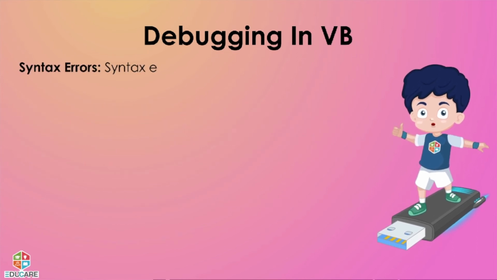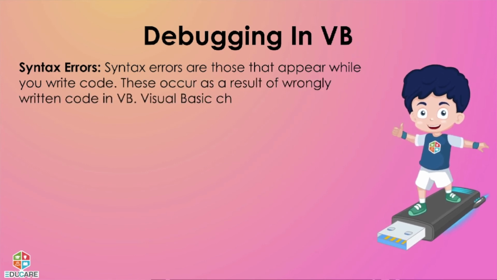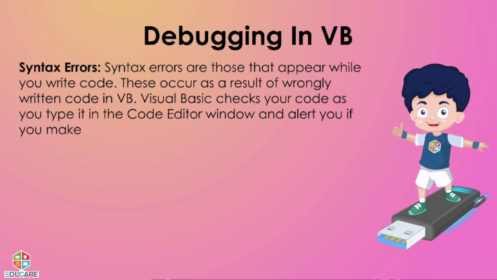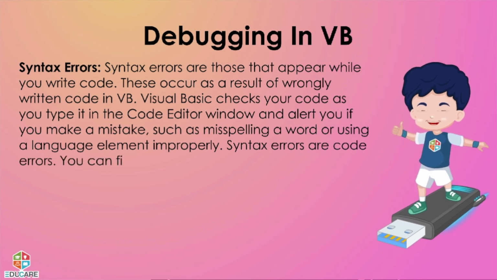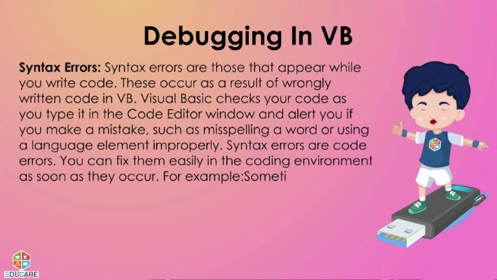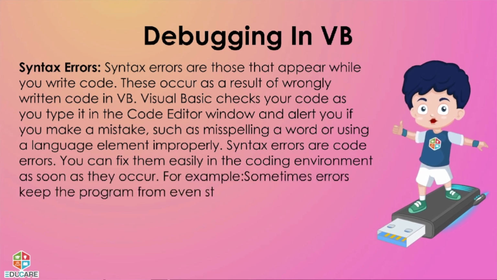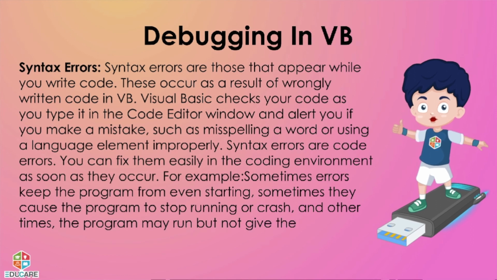Syntax errors. Syntax errors are those that appear while you write code. These occur as a result of wrongly written code in VB. Visual Basic checks your code as you type it in the code editor window and alerts you if you make a mistake, such as misspelling a word or using a language element improperly. Syntax errors are code errors. You can fix them easily in the coding environment as soon as they occur. For example, sometimes errors keep the program from even starting, sometimes they cause the program to stop running or crash, and other times the program may run but not give the expected results.